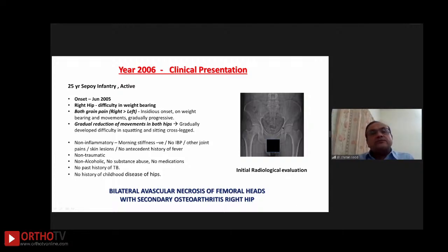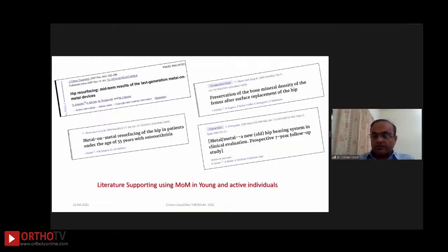We initially wanted to manage him conservatively, and after 5 to 6 months he did not relent. He was disturbed by it and wanted an intervention and a diagnosis. We did an MRI at that time, though I don't have it right now. There was stage three disease on the right side, and the left as well when we took him up for surgery. With this background, a young person of 25 years, we had to do something good for him. The literature was flush with information about metal on metal, how great it is for the young, how it is the best for young people, and its survivorship.